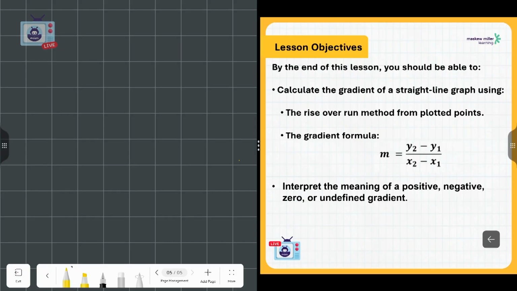We are still interpreting these graphs, but today we're going to focus solely on how to calculate gradients, which is very important for us to understand the concept of a straight line, because going forward you would need to use the gradient to perhaps draw the graph, even to identify the gradient from the equation.